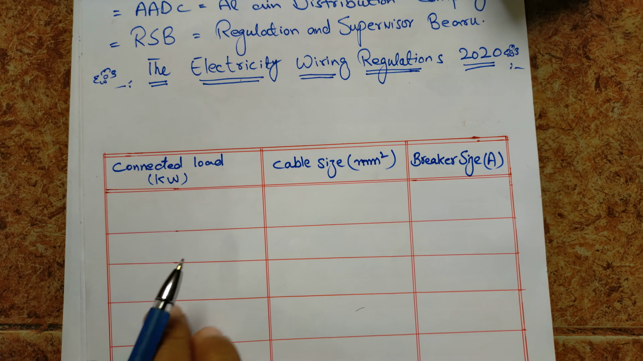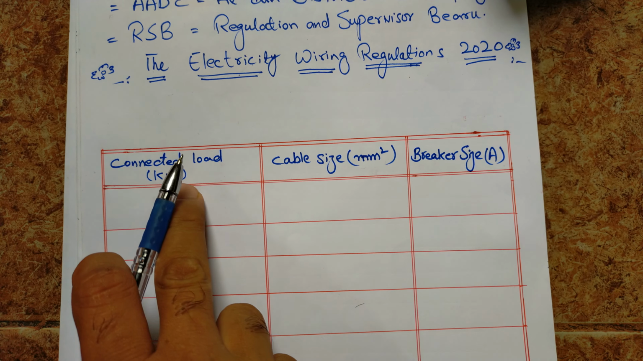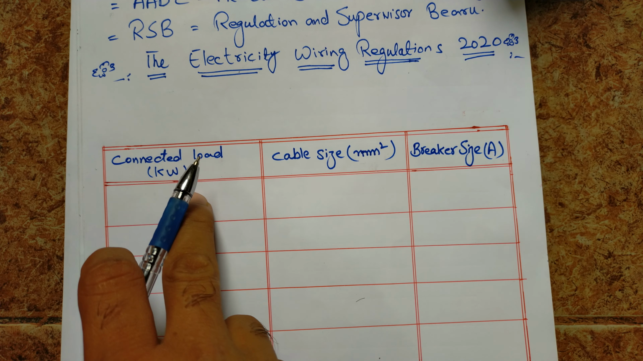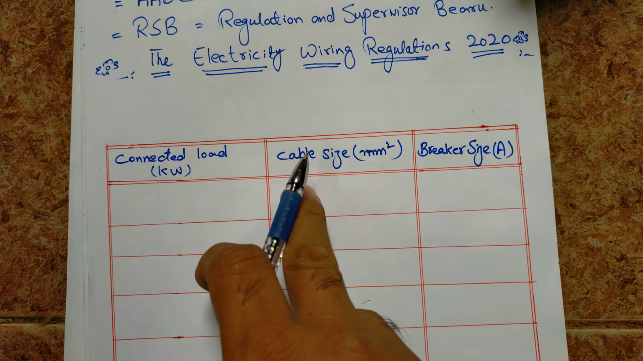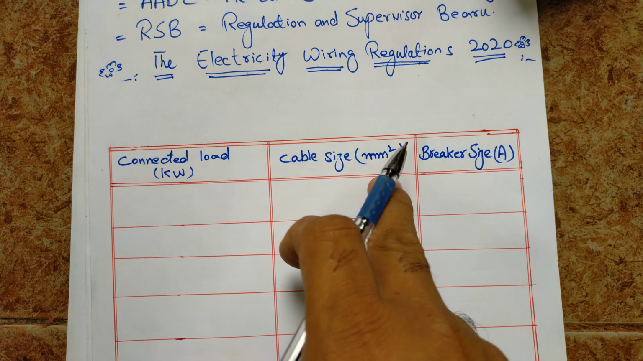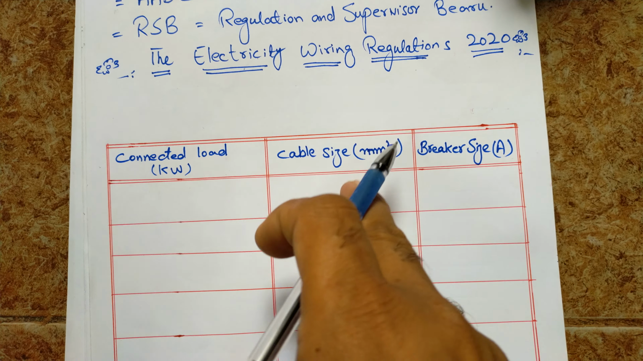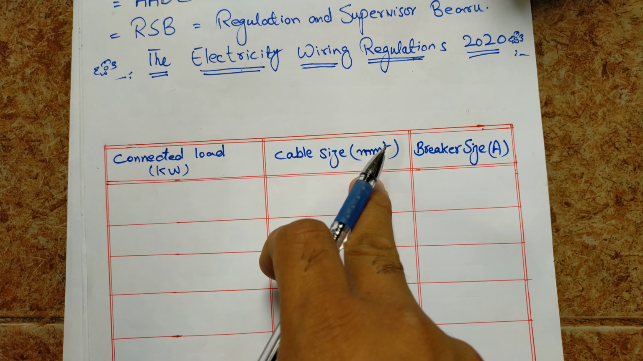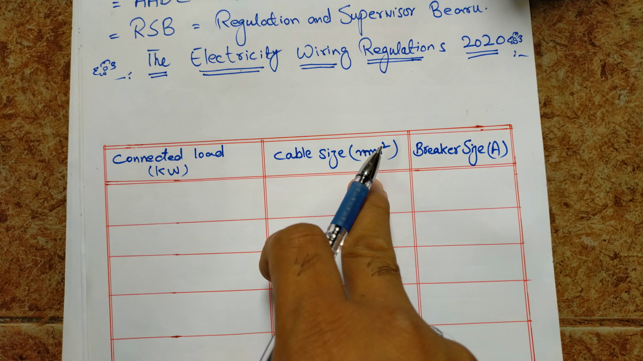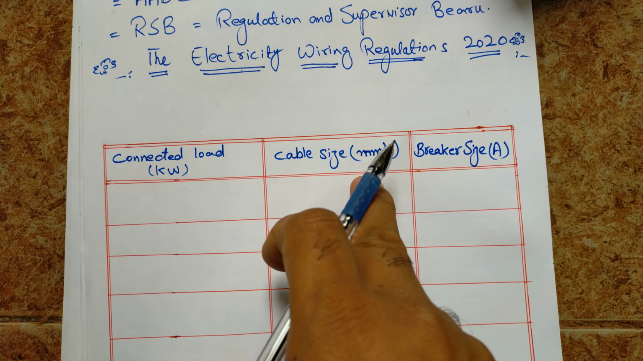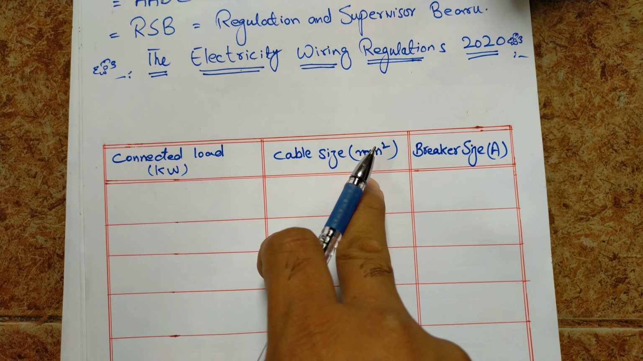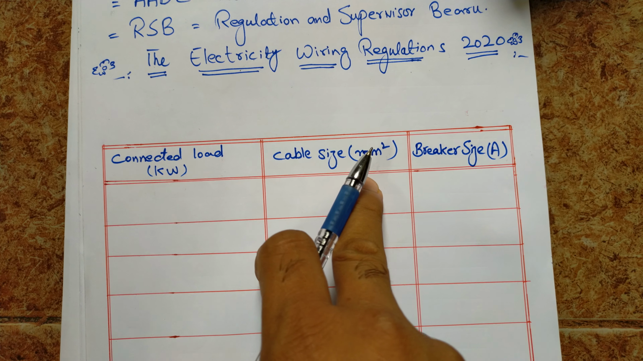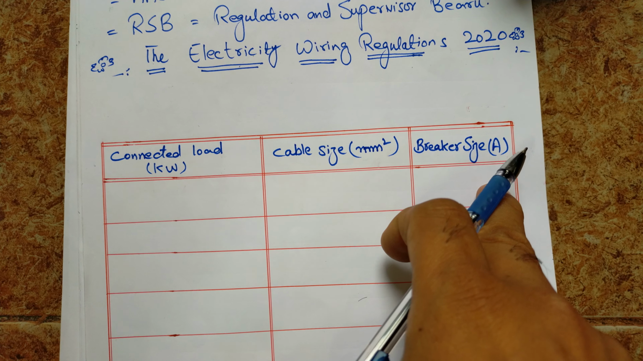Now here we show you some connected load in kilowatts and how much cable to use for it, with the cable size in millimeter square, according to the units, and the breaker size in amperes.